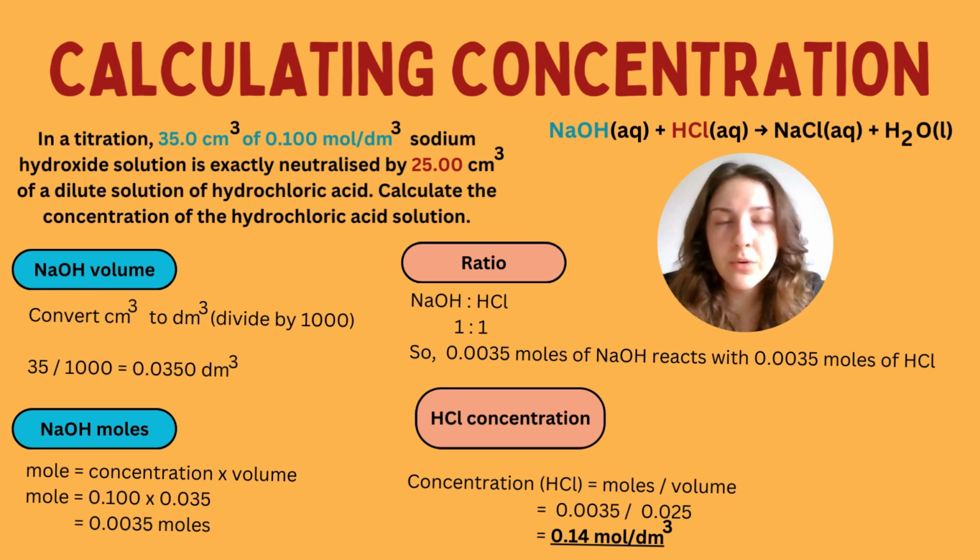So that means if we have 0.0035 moles of sodium hydroxide, it will react with the same amount of moles of hydrochloric acid. So we use the same number of moles that we've just calculated, and we put this into our equation: concentration is equal to the number of moles divided by the volume. Again, you want to convert your volume for hydrochloric acid, the 25 centimeters cubed, into decimeters cubed. So you divide that by 1,000 again to get 0.025, and then you should be able to get your answer, which you can see on the screen there. So those are the steps that you'll need to take to calculate concentration.